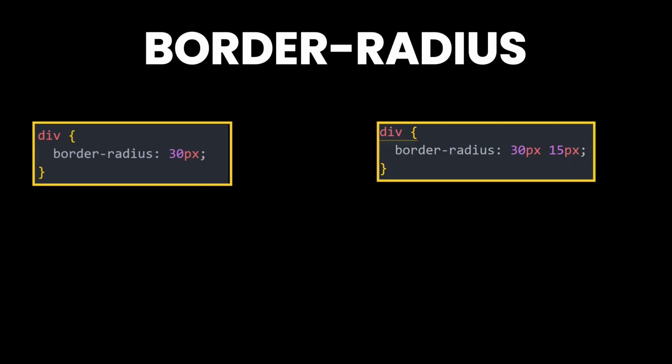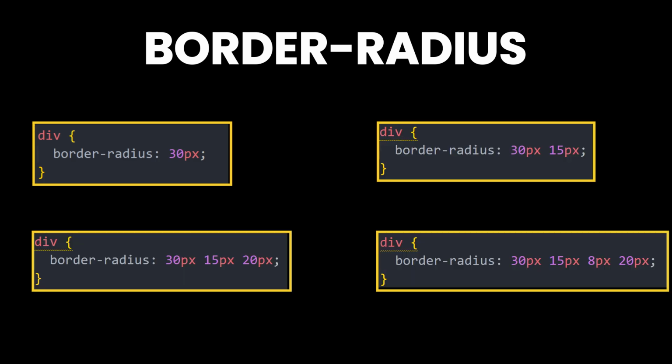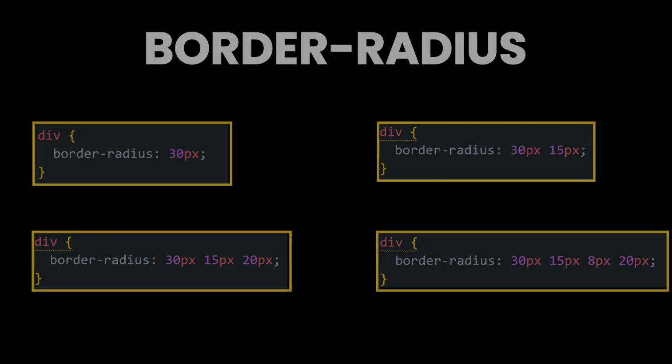To start things off simple, the border radius property can take on one value, two values, three values, or even four values. Let's explain what each means.